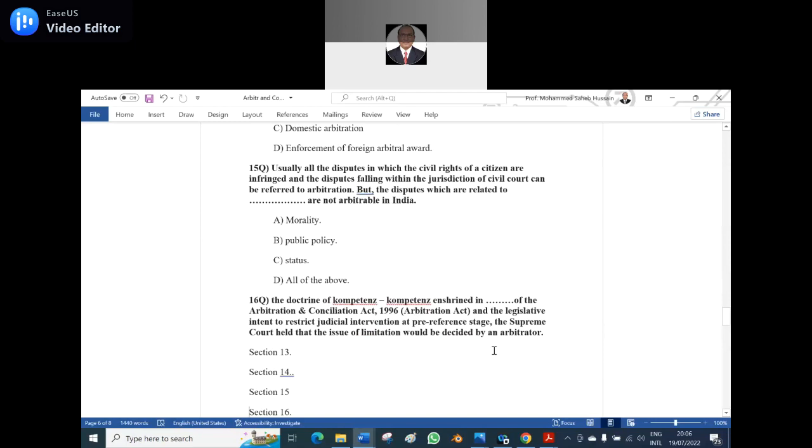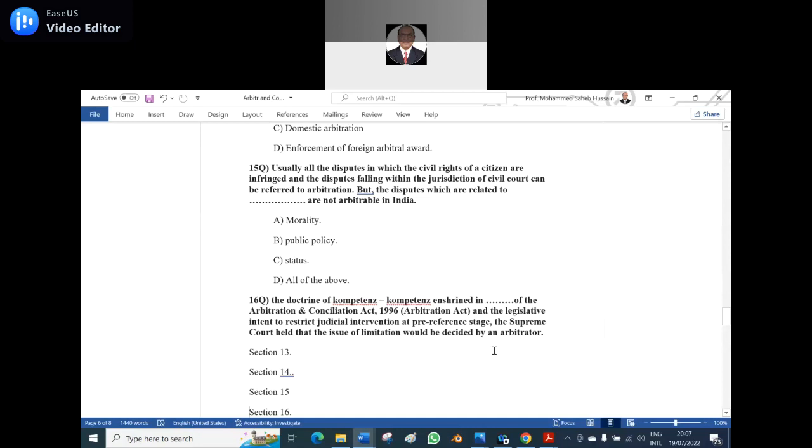16th question. The doctrine of competence-competence is enshrined in the dash of the Arbitration and Conciliation Act of 1996, or in other words, we can call it the Arbitration Act, with the legislative intent to restrict judicial intervention at the pre-reference stage. The Supreme Court held that the issue of limitation would be decided by an arbitrator. A. Section 13, B. Section 14, C. Section 15, D. Section 16.